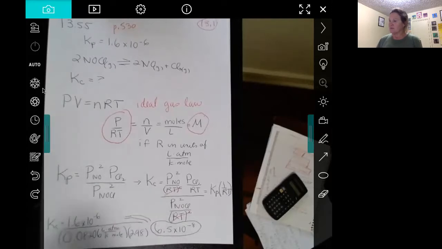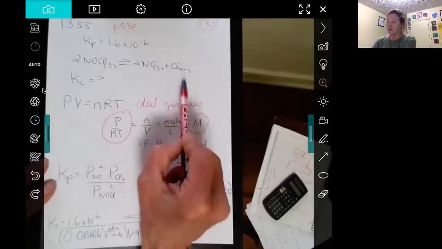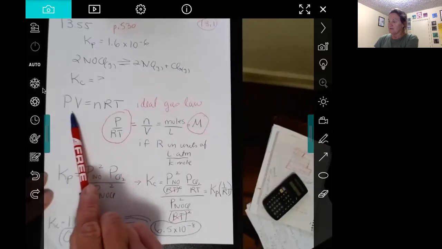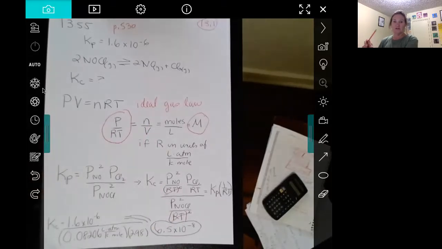It's one where they give you a KP for a reaction. So if you look at the problem, the KP is given, the reaction is given, and they want you to determine the value of KC. The important thing to realize is you can only have a KP if you have all gases for your products and reactants. So we're going to use the ideal gas law to convert from pressure to molarity.